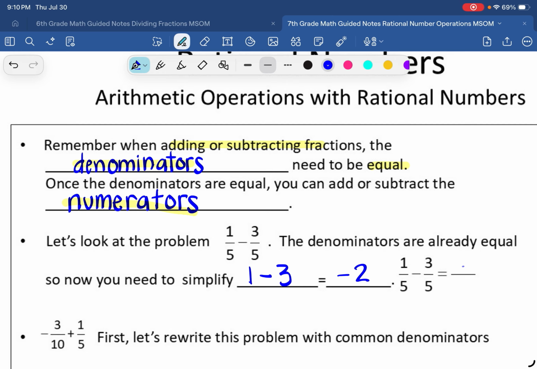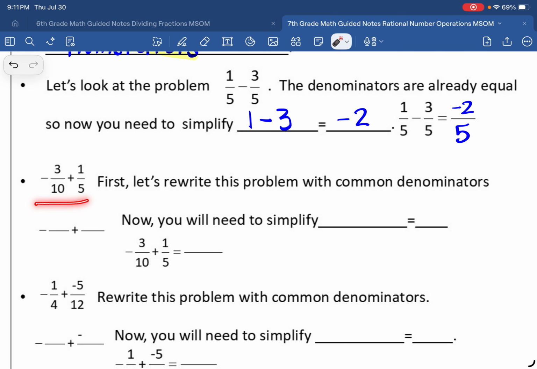So 1/5 minus 3/5 is -2/5. Next, -3/10 plus 1/5. First, let's rewrite the problem with common denominators. If you need to review how to find common denominators, you will find the least common multiple of the denominators. So my denominators are 5 and 10.